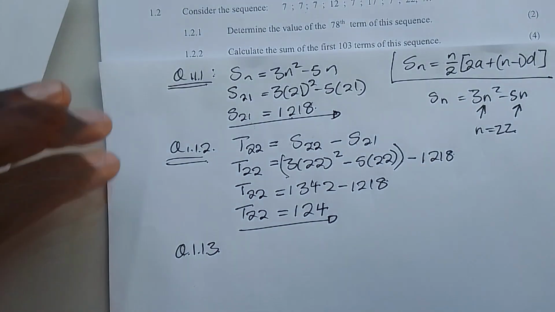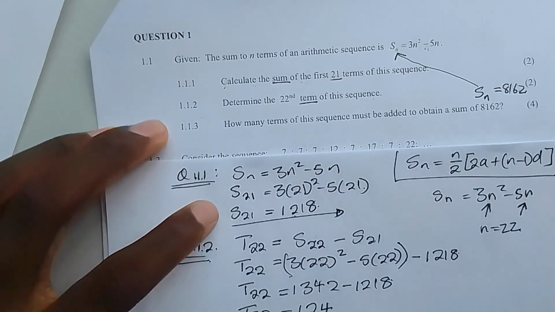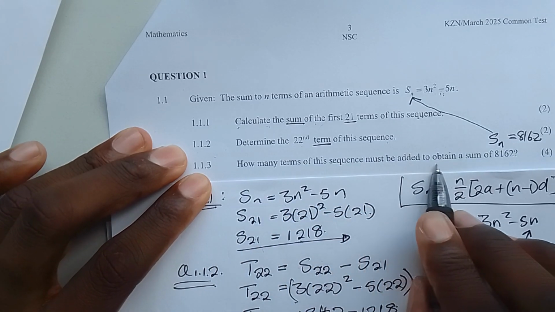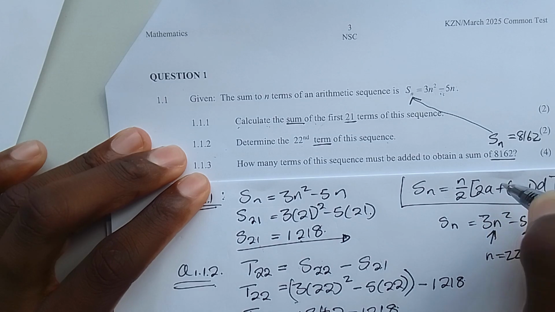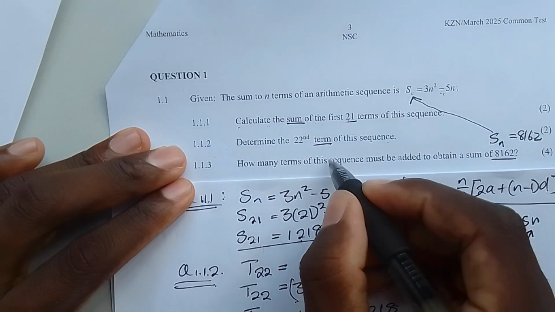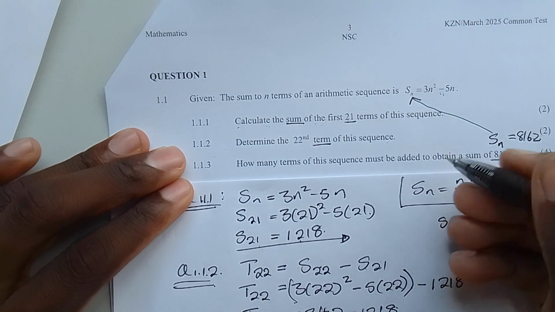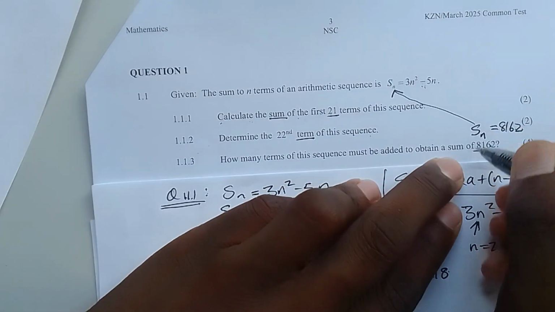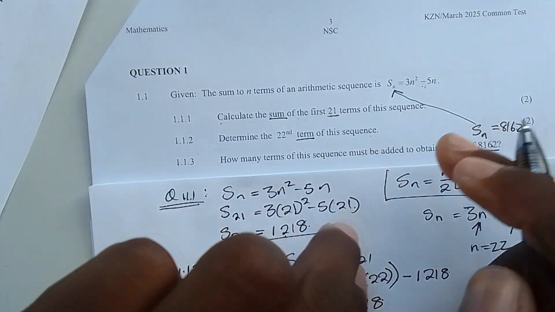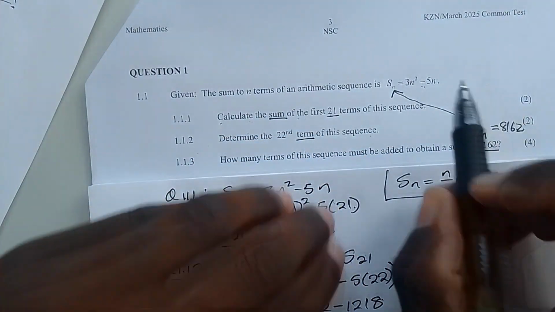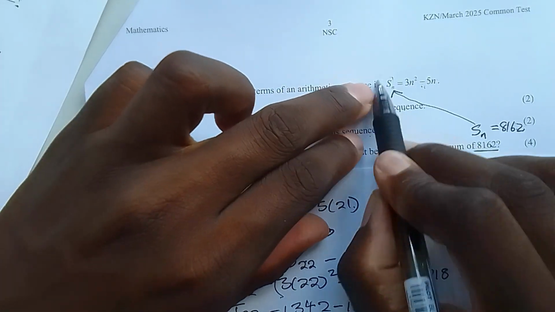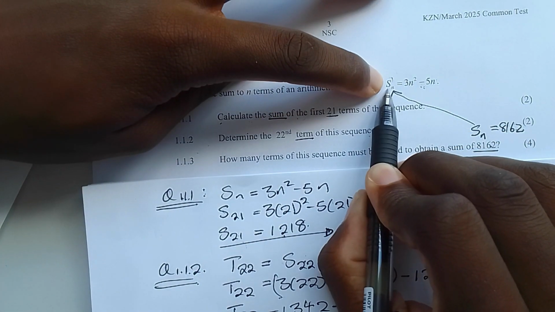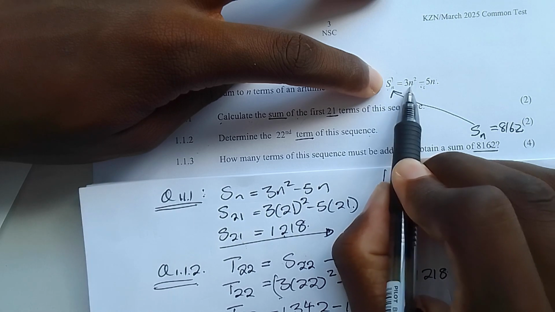1.1.3. Question 1.1.3 says how many terms of this sequence must be added to obtain the sum to this number of terms. How many terms of the sequence must be added to get this? So what they mean is, this is the sum, this is the answer you get when you add a certain number of terms. This is SN, the answer you get. But they are asking how many terms do we have to add to get that answer. So that's N. N is the number of terms you have to add.